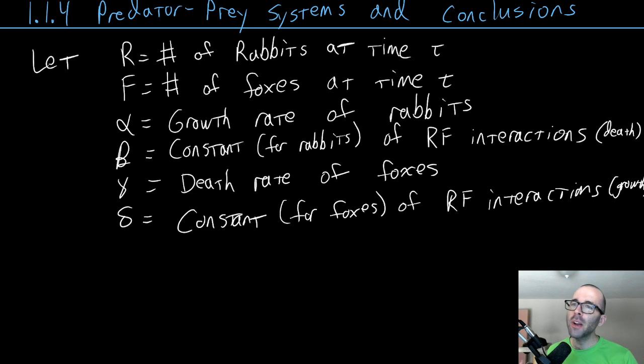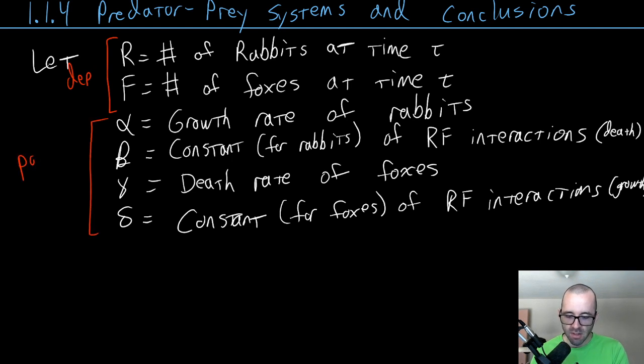But let's talk about a more complicated model and then see some cool ways of where it comes from and then some problems that we might run into. Okay, so what we're going to talk about now is a predator-prey system. So let's say we have rabbits and foxes. These are going to be our dependent variables. And we're going to have 4 parameters. All right. This is going to be our independent variable, time.